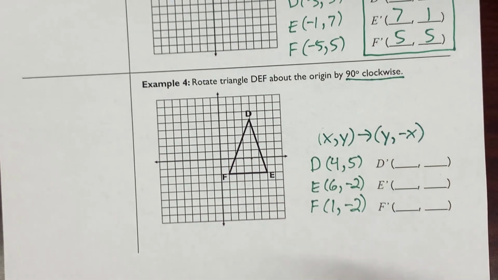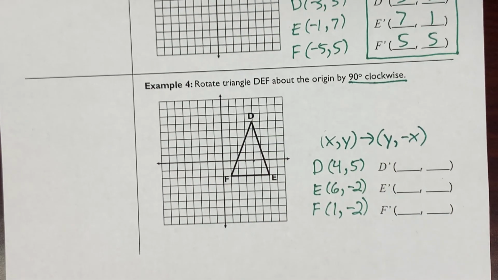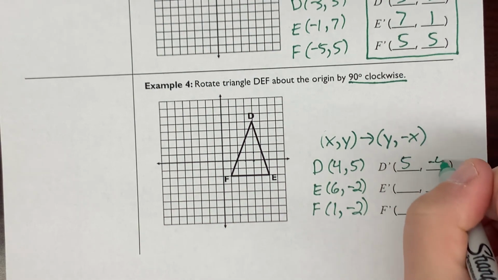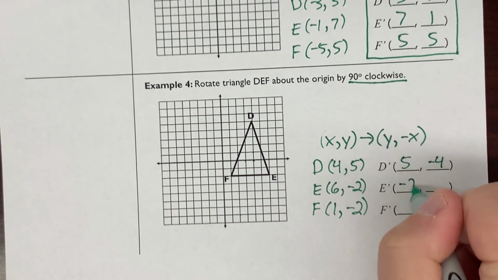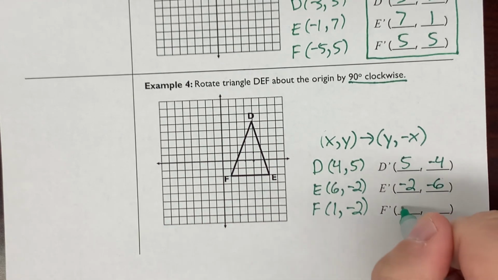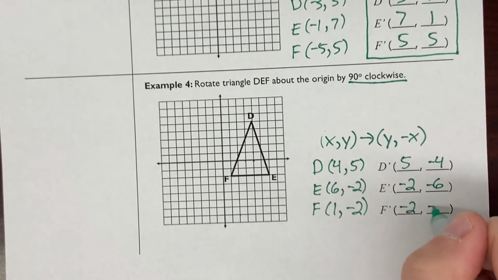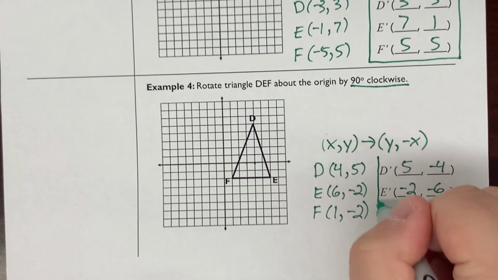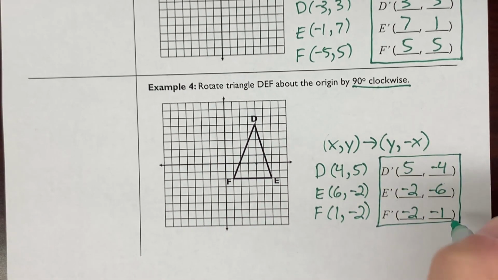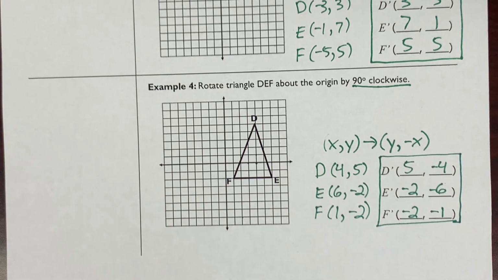So we're going to keep the y values and take them first, and then we're going to take the opposite of every x value. So we have 5, and we'll take the opposite, negative 4. We have negative 2, we'll take the opposite, negative 6. We have negative 2, we'll take the opposite, negative 1. For these coordinates to be where our image is after it's been rotated 90 degrees clockwise.